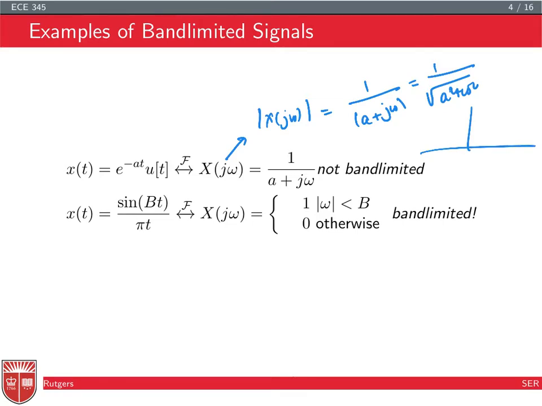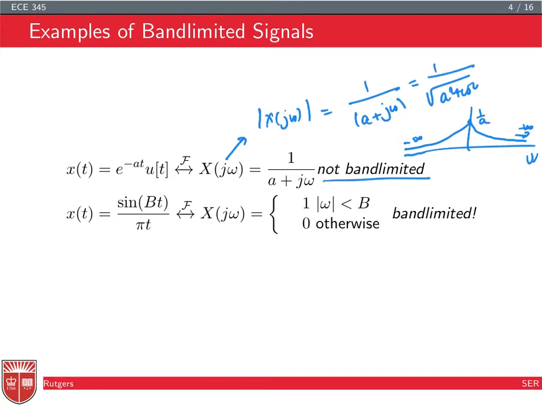For omega equal to 0, this is going to be equal to 1 over a, and when omega goes to plus infinity or minus infinity, this is going to go to 0. So this looks like this, and it goes on to infinity, which means that the bandwidth is not limited, and this is not a band-limited signal.